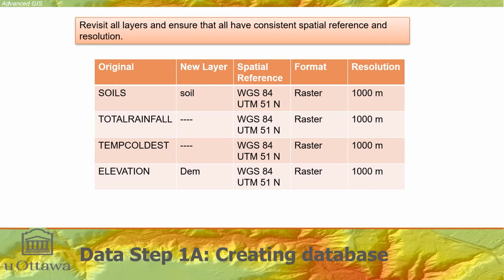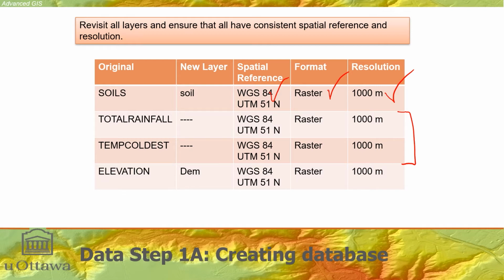So now we go back and revisit our original table, and we fill in things according to the data we have now after that pre-processing step. So soils, we look at our new layer called soil, and we check its spatial reference, its format, which is a raster, and its resolution. And that's all done in the properties of the soil layer. We don't have to do anything to the next two because they were already checked to be in the right format and size and everything in alignment.